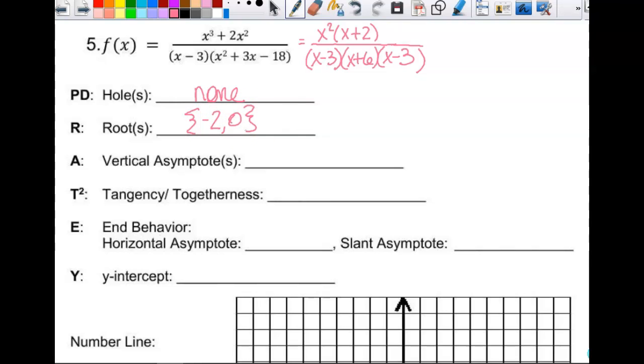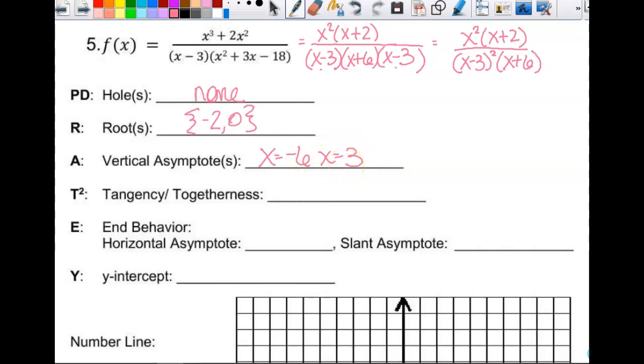How many vertical asymptotes do I have? 2, because I really need to rewrite this again, right? I've got x squared times x plus 2. So if you didn't already notice it, which some of you may have, when you go to look at your vertical asymptotes, you should be like, hey, those are the same. So that should be x minus 3 squared times x plus 6. All right, so vertical asymptotes, I have 2. X equals -6, x equals 3.